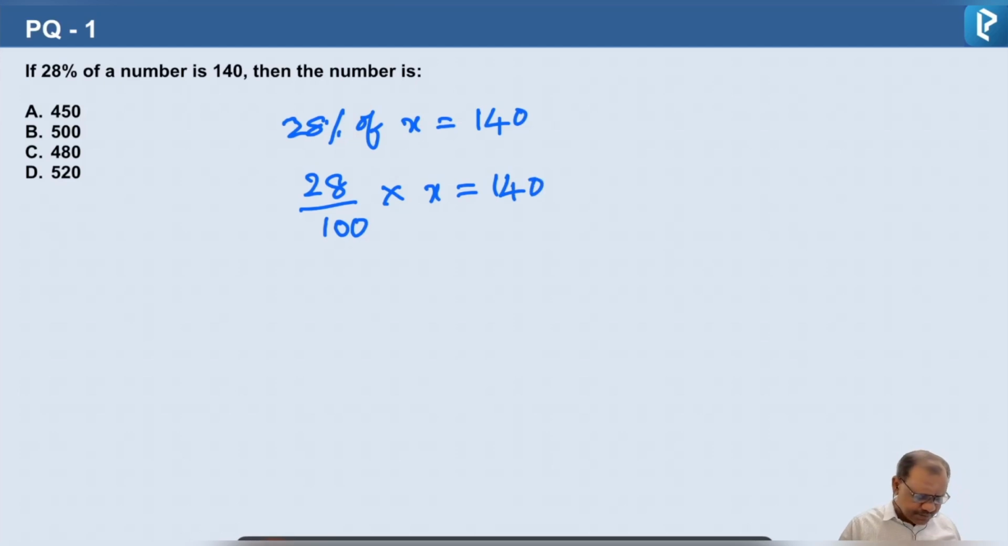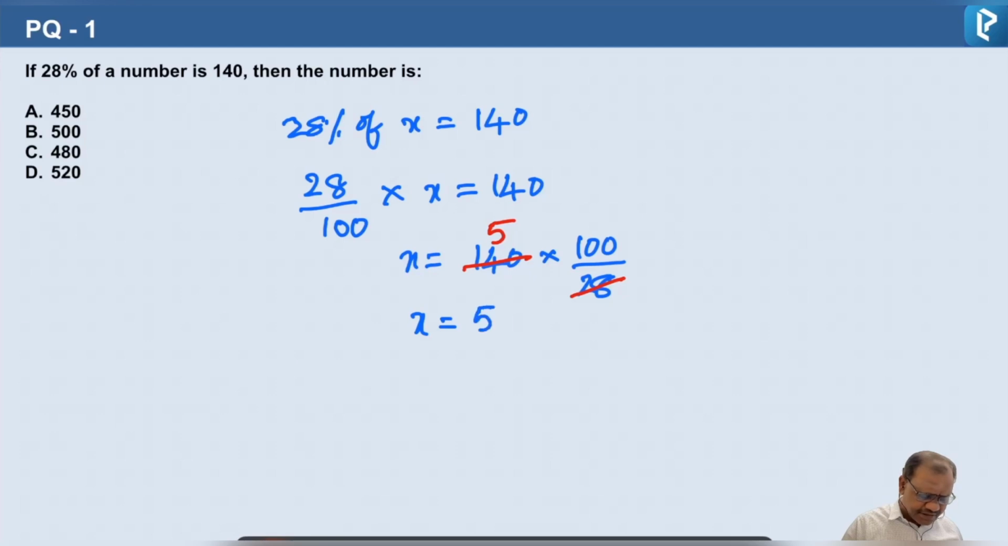Let us simplify and find the value of x. 140 into, reciprocating that fraction, 100 by 28. If you do cancellation, 28 fives are 140. X is equal to 5 into 100, 500. This is a simple question. Therefore the number is 500 and the correct answer is option B.